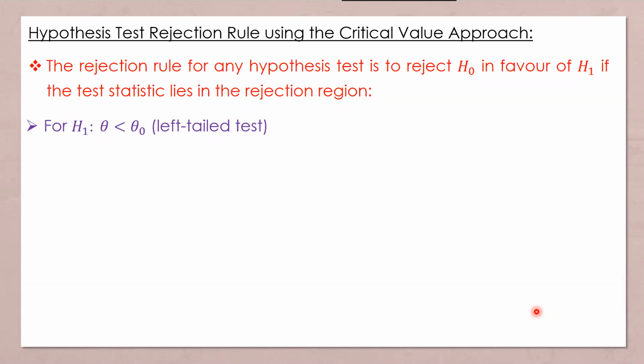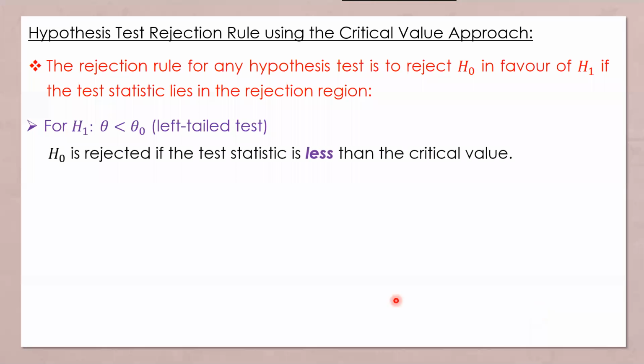What about this test statistic? It should be less than the specified value of the population parameter. Specifically the critical value. So you were on the right line. Yes. Thank you. So the null hypothesis is rejected if our calculated test statistic is less than the critical value. Okay? And that means it lies in the rejection region for this left-tailed test.